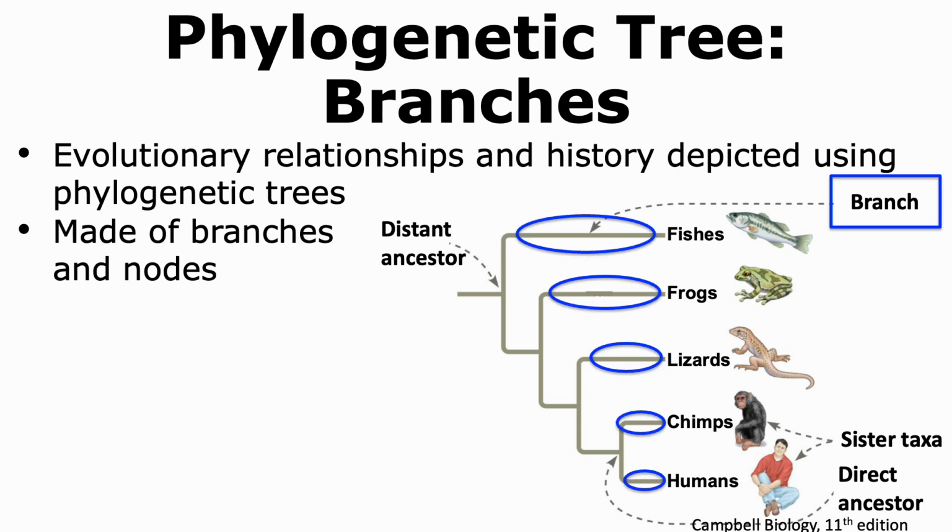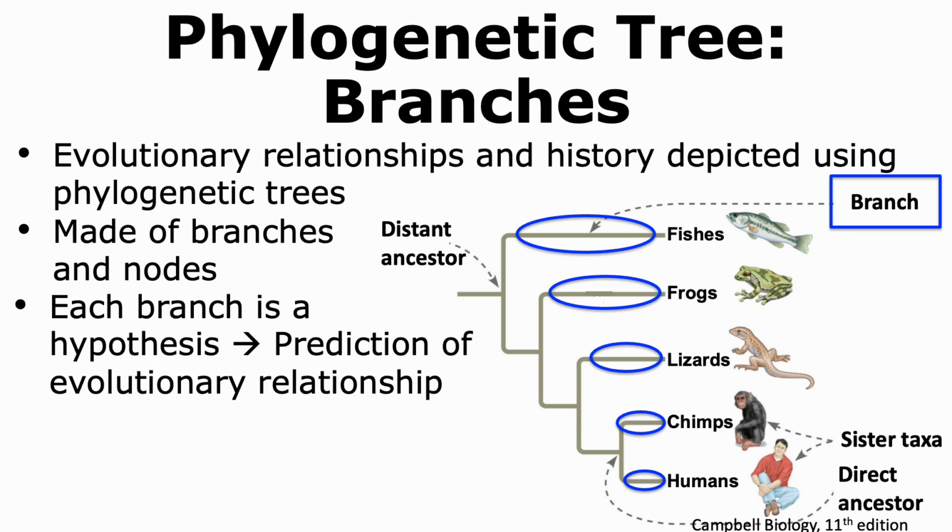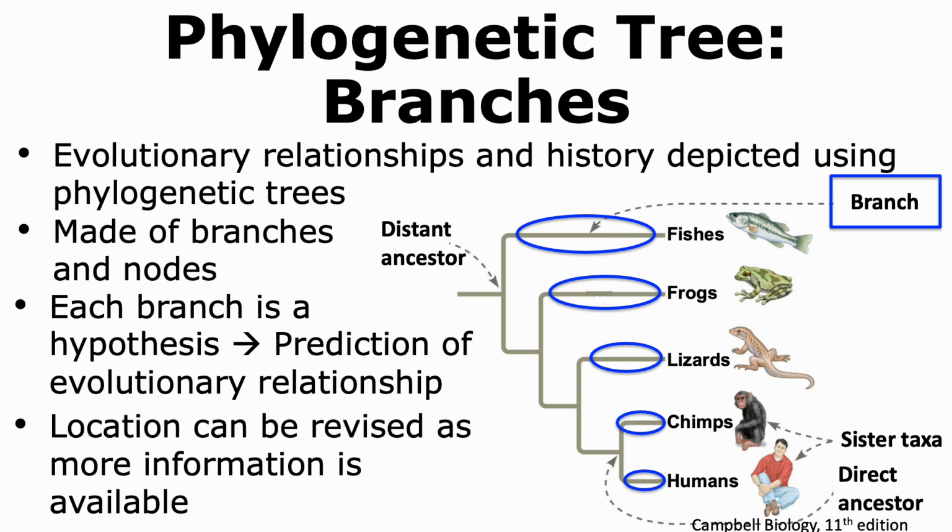Let us now look at the branches of a phylogenetic tree. The branches are represented by the lines, and each branch is a hypothesis, which is basically a prediction of the evolutionary relationship of the different organisms to each other. The location of an organism can be revised and changed based on the information that is available. And that is why we say that each branch of a phylogenetic tree is a representative hypothesis, because we don't know with absolute certainty that its location that has been shown is indeed the right location.